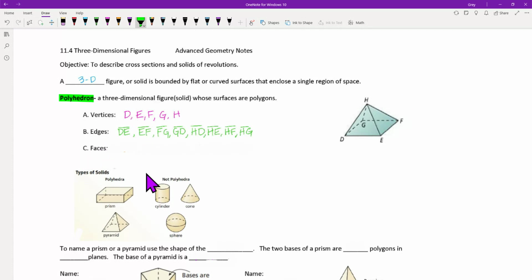Our faces. If you look at this particular solid polyhedron, we have four triangles that are all connected to a bottom, which is just a quadrilateral because you don't know anything about it. So that gives us triangle DEH, triangle HEF, triangle HFG, triangle DGH, and then quadrilateral DEFG.